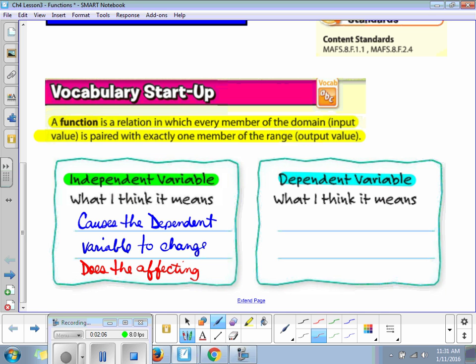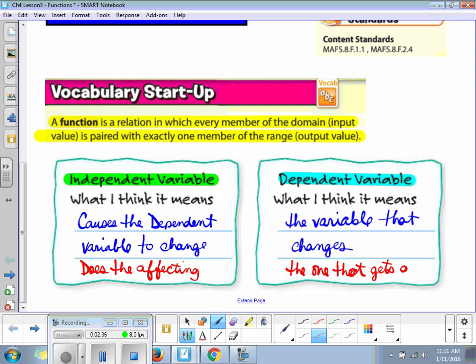The dependent variable is the one that changes. The dependent variable is the variable that changes. In other words, it is the one that gets affected. The independent variable does the affecting. The dependent variable gets affected.